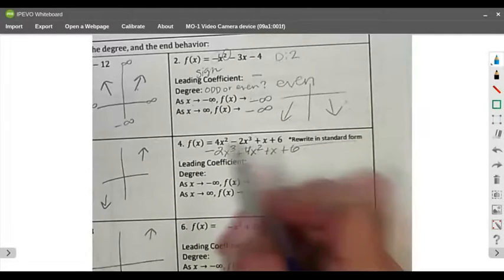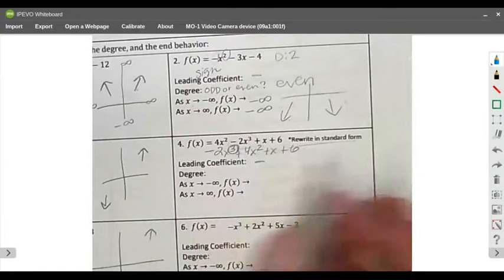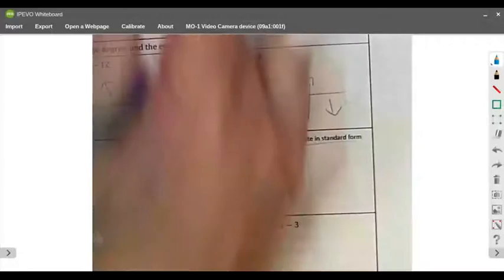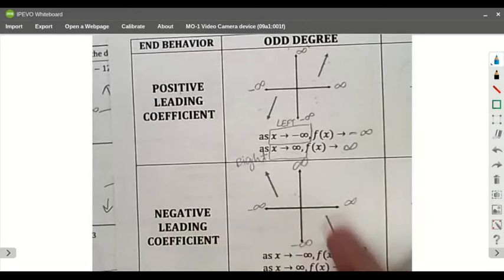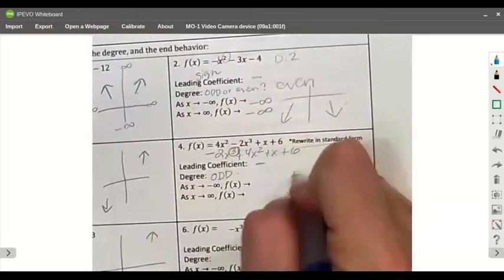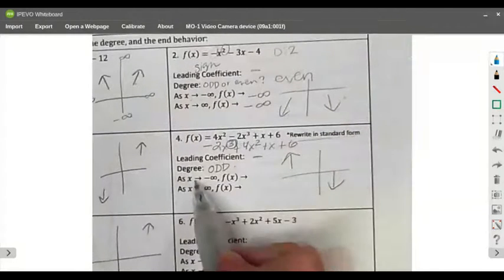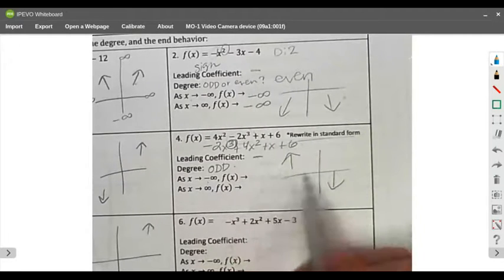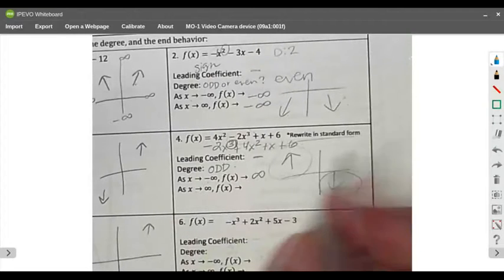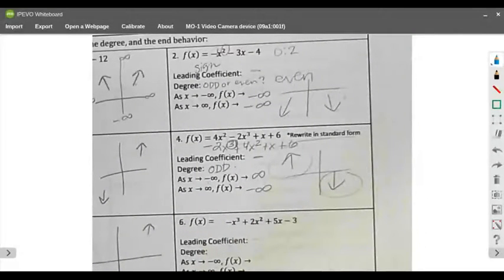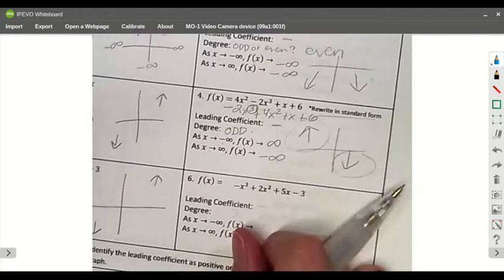So now the sign of the leading coefficient, again, is negative. This one has a degree of 3. It's the highest exponent here, which is odd. So odd, negative, you go to your chart. Odd, negative. The left side is up and the right side is down. So like this. Now when we're doing our end behavior, as x approaches negative infinity, the left side of the graph points up to positive infinity. As x approaches positive infinity, the right side points down to negative infinity. Number 5 is also odd, negative, so same thing. Okay, so that's what you do when you have an equation.